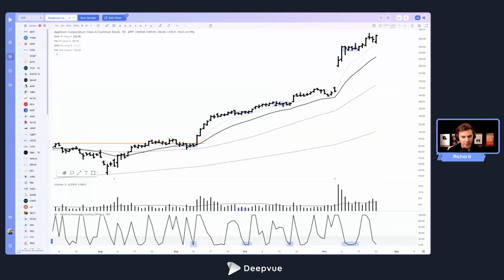Another example, APP. This is, of course, a huge winner over the past 2 years, both in 2023 and 2024. We'll take a look at this a few times in today's webinar, but it's another great example of a VCP breakout, a classic technical textbook setup, with an increase in volume on the breakout from the tight area right near the base pivot. And this is up 200% plus in just a few months.